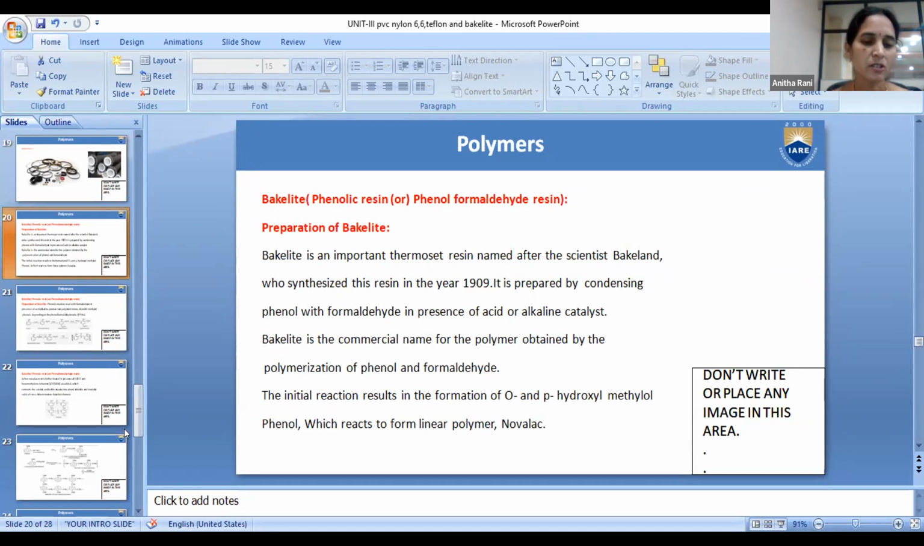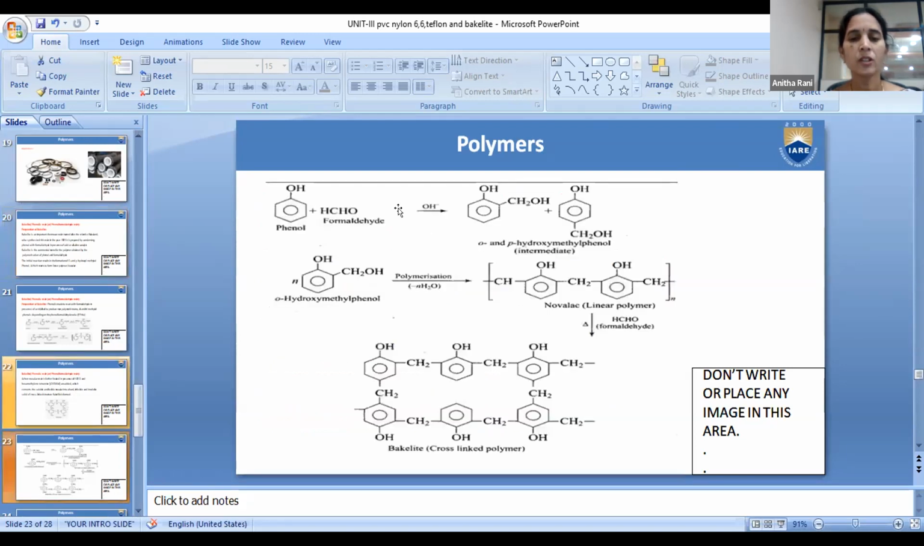Now see here, students. We'll discuss 3 steps here in this preparation, so everybody has to listen. In the first step, we are taking phenol and formaldehyde. When both are reacted in the presence of base catalyst, we get ortho and para hydroxymethylol phenol.